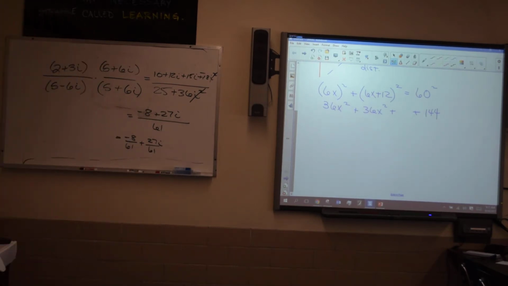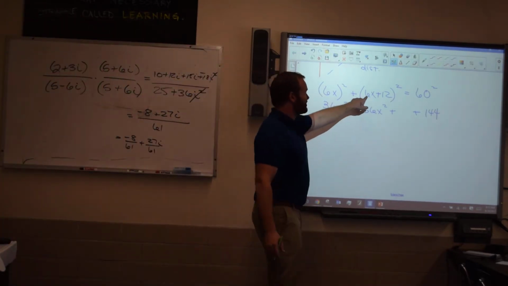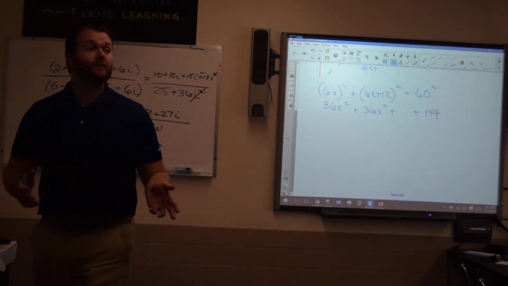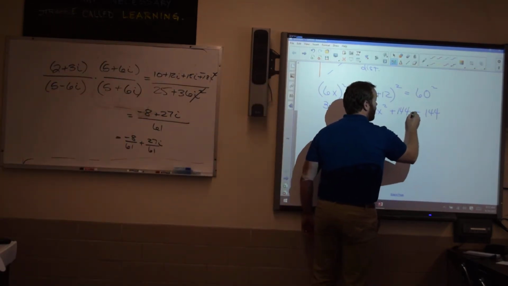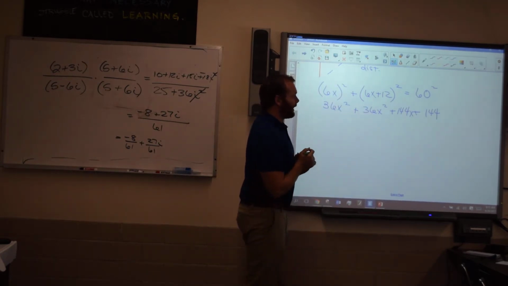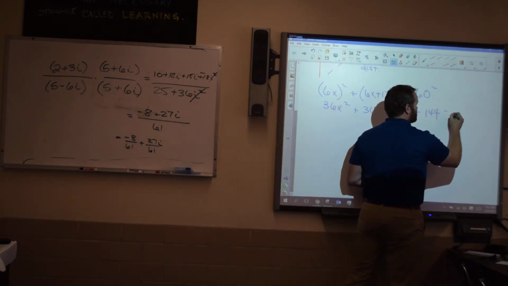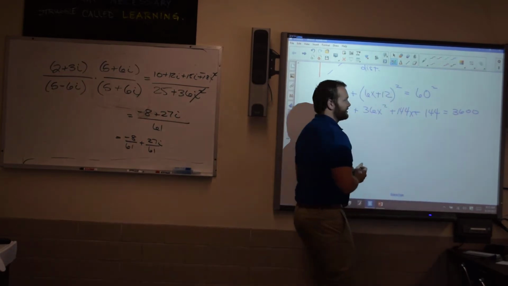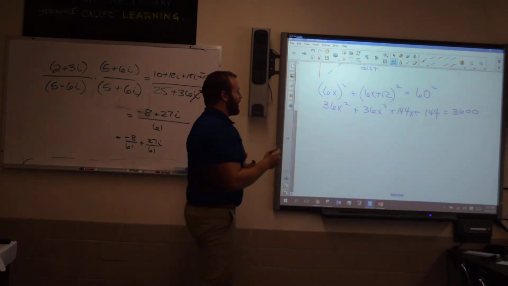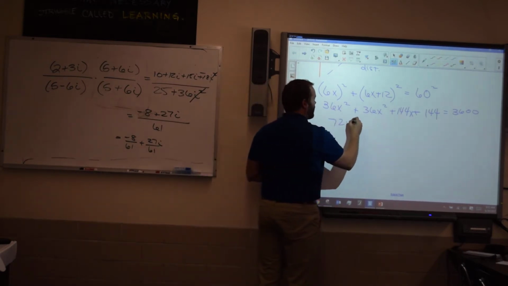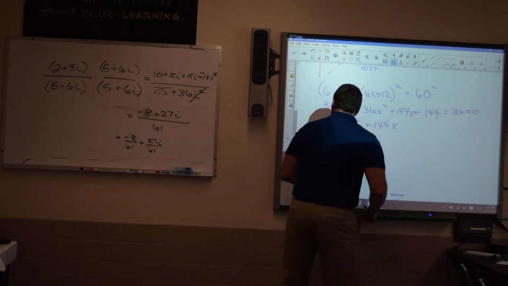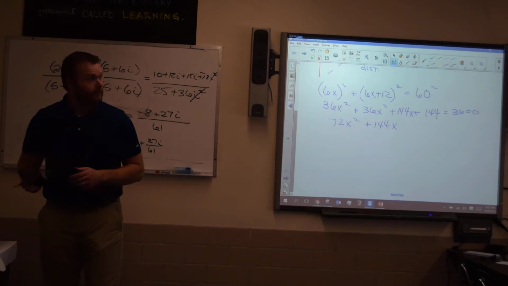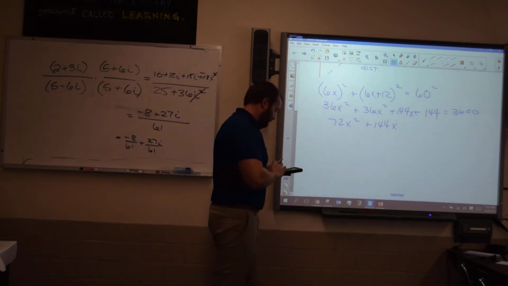No, I got a FOIL, right? So I'm missing my O and I. So I'm just going to multiply those 2 things together. What's 6 times 12? 72. And if I double that, I get 144x right there. Remember, you've got to FOIL that out. And then the last part, 60 squared, 3600. So this is going to give me 72x squared plus 144x. Subtract that 3600 over.